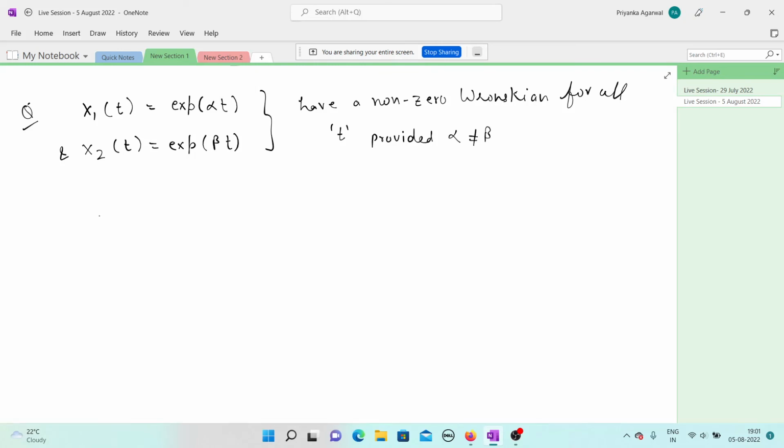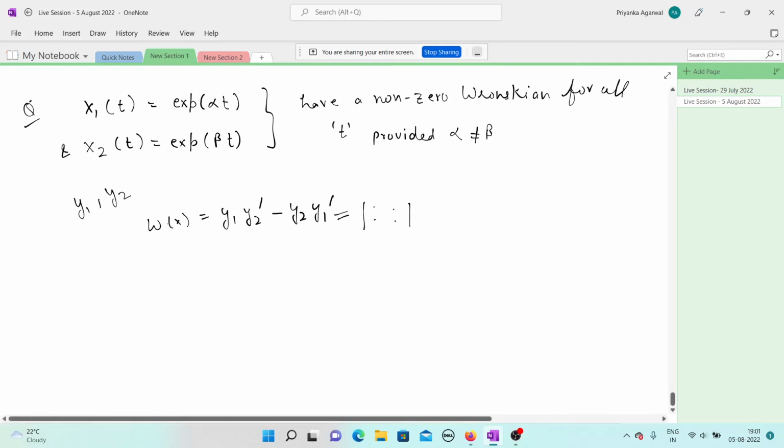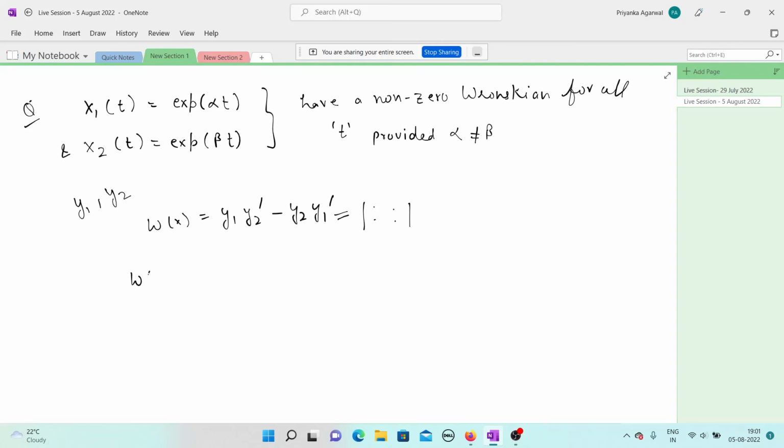Okay. So how have you defined the Wronskian in the lecture? If y1 and y2 are two solutions, then the Wronskian will be y1 y2' minus y2 y1', right? That is the determinant. Okay, so in this case, the Wronskian will be x1 x2' minus x2 x1'.